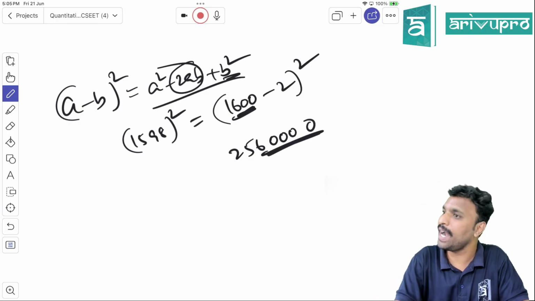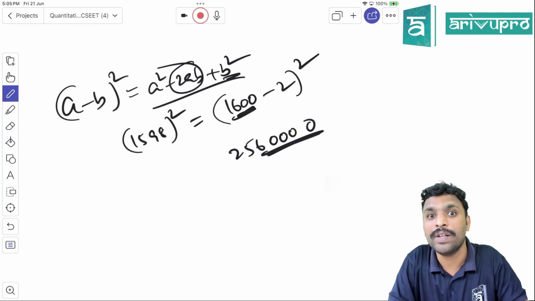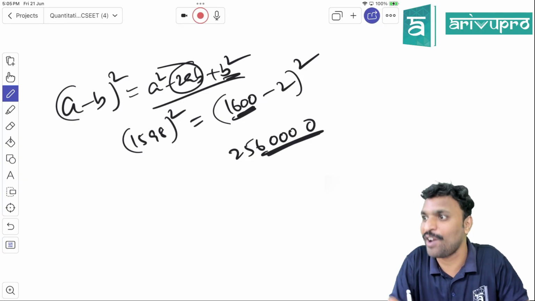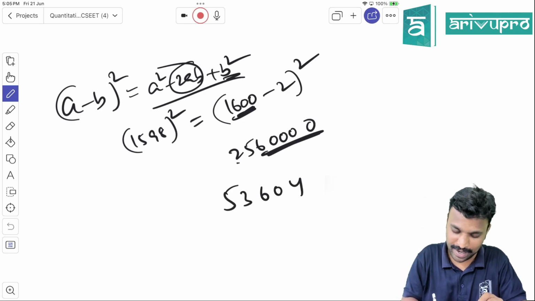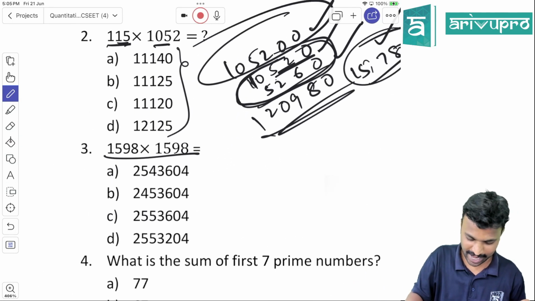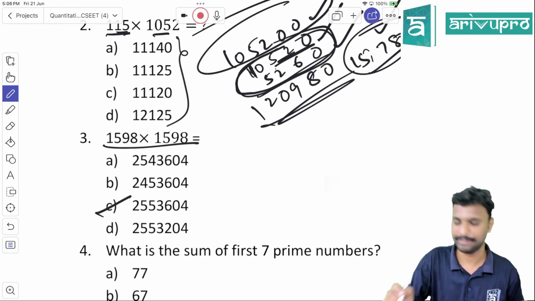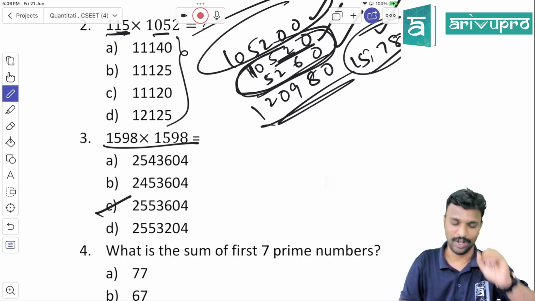But 4 you have to add. 53,000, 604. 53,604. But the first two digits are 25. So 2553604 is the answer. Option C.